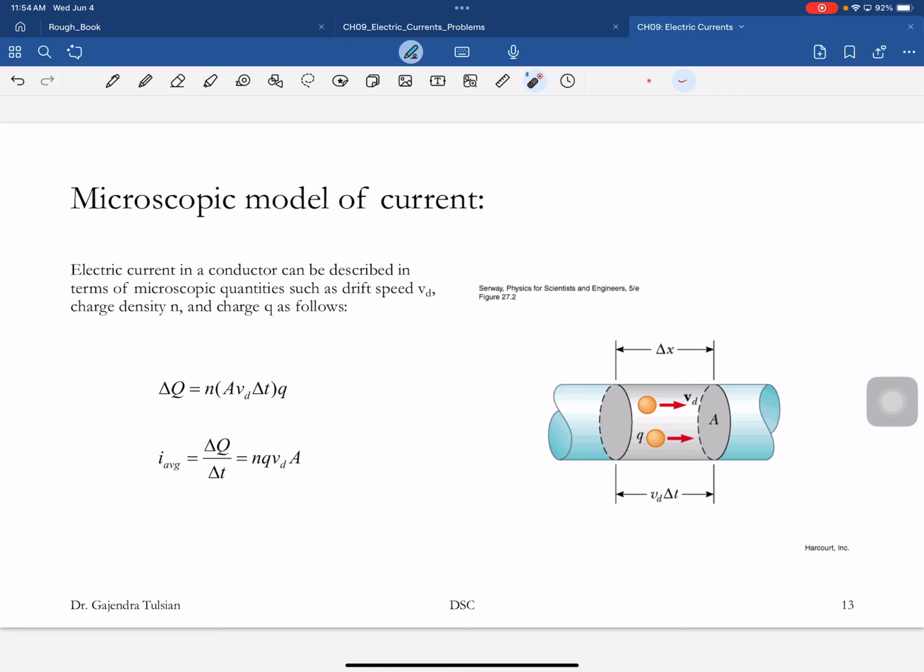Here is a meter cube. In a good metal, there's about 10 to the 28 free electrons per meter cube. So that number is huge. That's 10,000 moles. And q is the charge of the carrier. So what is this? Drift speed, and that's how much? Like 10 to the negative 4 meters per second, so about a millimeter a second. And A is the area of cross-section of the wire.